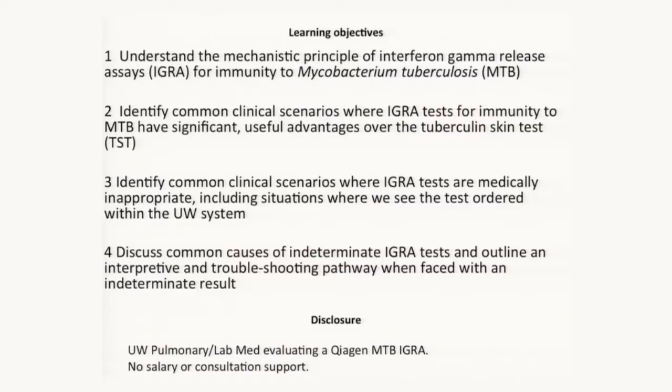So learning objectives are required for the grand rounds, and I've listed these here. I can summarize as: how does it work, when should you use it, when should you not use it, and what are you going to do about those indeterminates. We do have a test here which sends out 5 to 10% results that don't say positive, don't say negative, they say indeterminate. So those are the 4 learning objectives. In terms of disclosures, we are involved in evaluation of a next generation test over at the virology lab, but it's a fairly minor thing where we're just testing a few samples, and that's about it for disclosures.